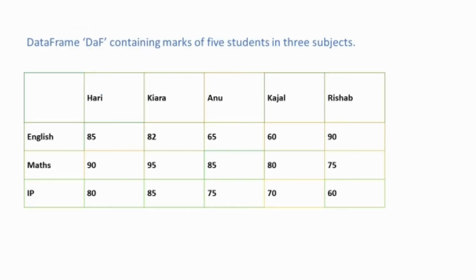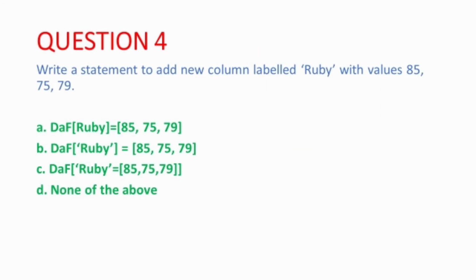Now next few MCQs are based on this data frame DAF which consists marks of 5 students Hari, Kiara, Anu, Kajal, Rishabh and 3 subjects are there, English, Maths and IP. Now we know that these subjects names are row labels and these student names are column labels. Let's see the MCQ based on it. Write a statement to add new column labeled Ruby. So we have to add a new column whose label is Ruby with value 85, 75 and 79.